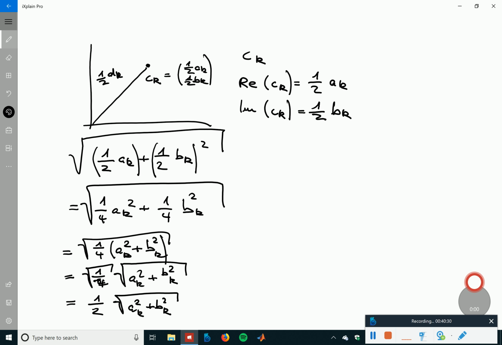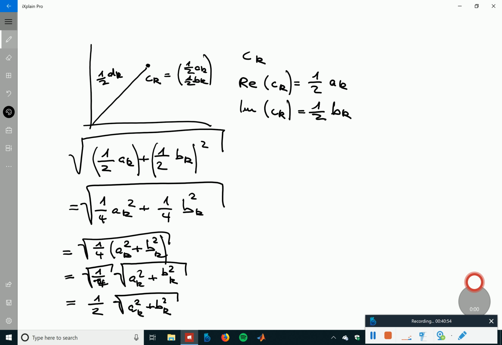I was just wondering, if we wanted to put all that into the polar form, would we have to use the 1/2 d_k? Or from putting in there d_k, would that be 2 c_k and we would have to divide that by 2?